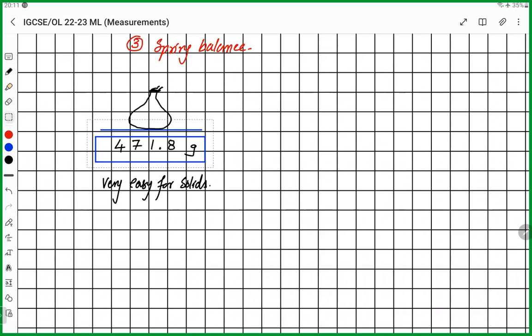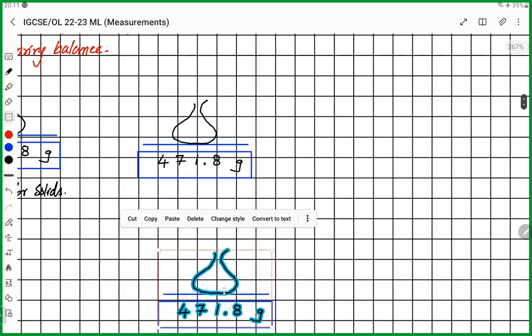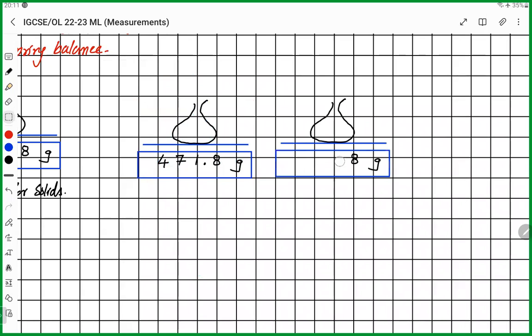Let me draw it again. For example, if we need to find the mass of a liquid, we first put the empty container on the balance, and then we put the same container containing liquid, and then we just subtract.